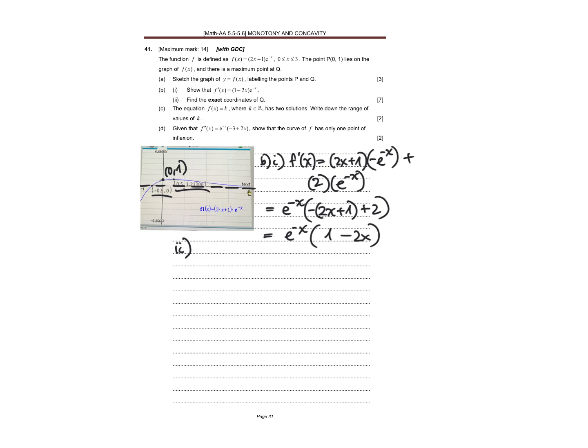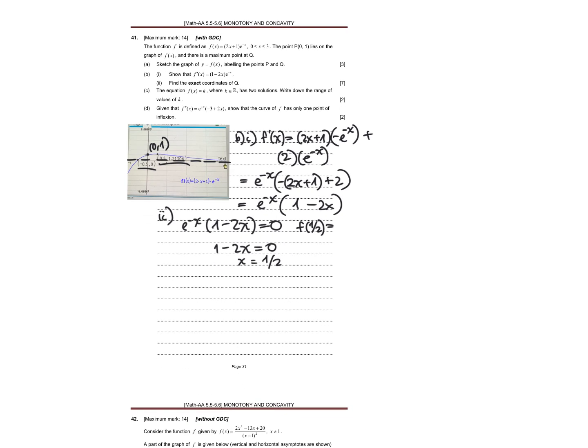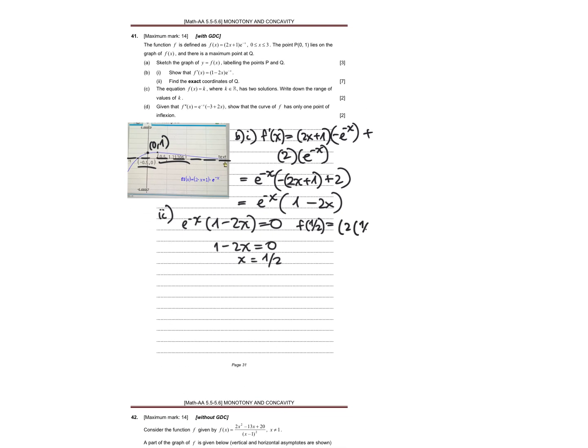Find the exact coordinates of Q. Okay, so we know it's going to be approximately (0.5, 1.306). So if we set our derivative equal to 0, e to the negative x is never 0. So when we do 1 minus 2x equals 0, we get x is 1/2. And then if we sub that back into the original function, which is 2 times 1/2 plus 1, times e to the negative 1/2, that's going to be 2e to the negative 1/2. So the coordinates are (1/2, 2e^(-1/2)).